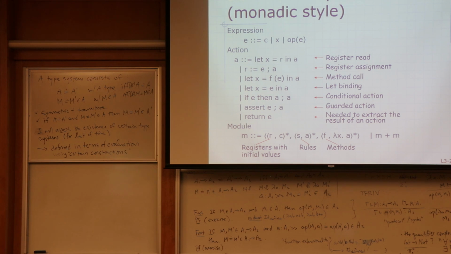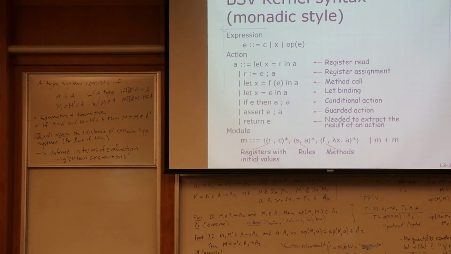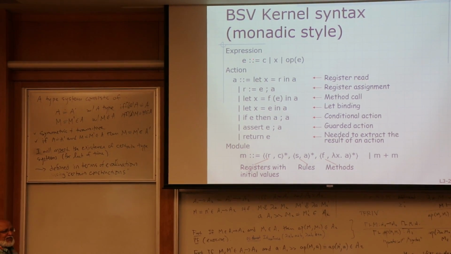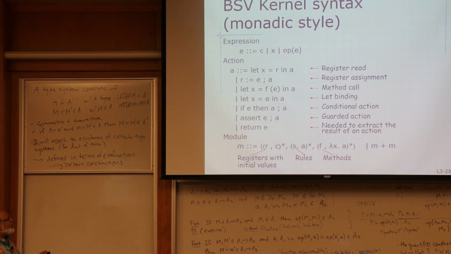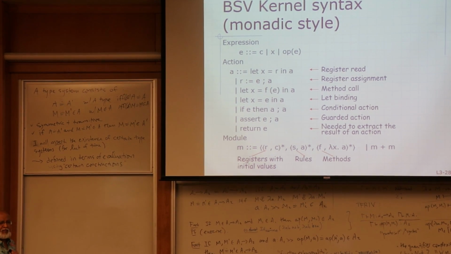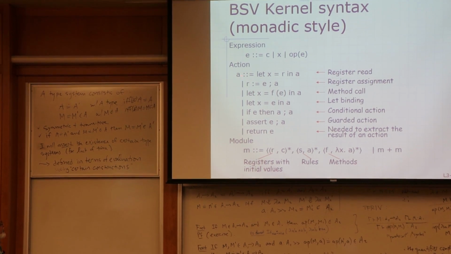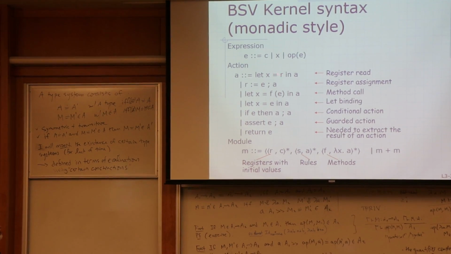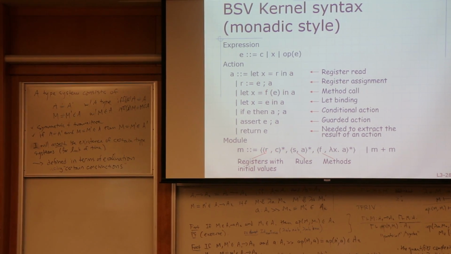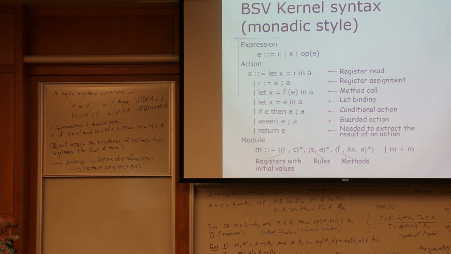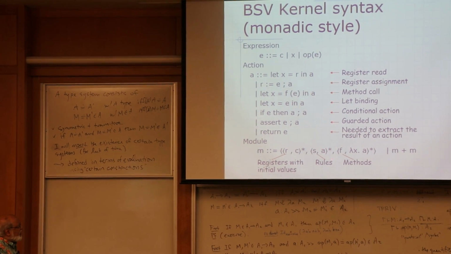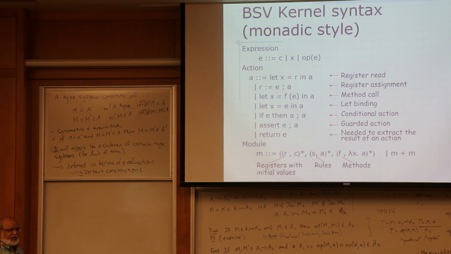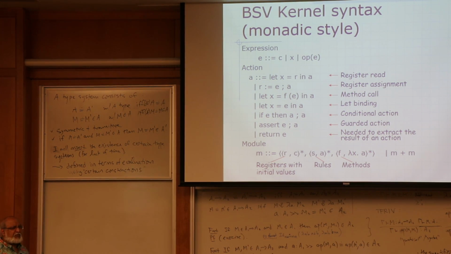Okay, so this is my kernel language. Let's see if people can read this. Is the expression clear? It has constants, variables, and operators like plus, etc. And my actions are, this is a register read, so R stands for a register. In my module, there are registers with initial values, and rules with name S and actions associated with them. And there are method calls, these are my interface methods, Fs of various sorts. And I can put as many modules together as I want, so that's why M plus N over there. Okay, so now look at this.